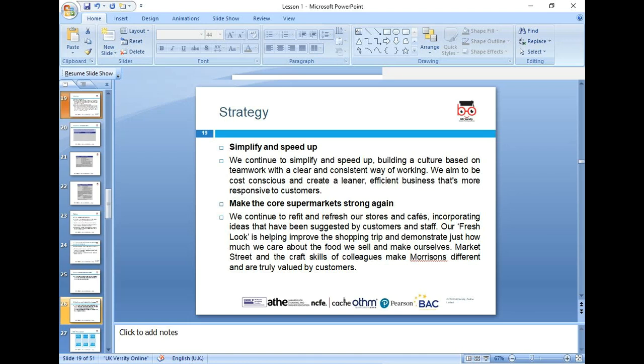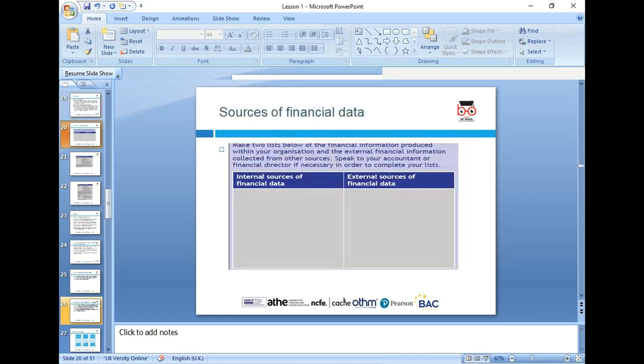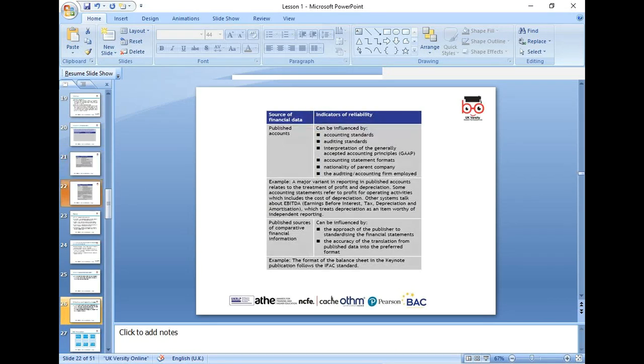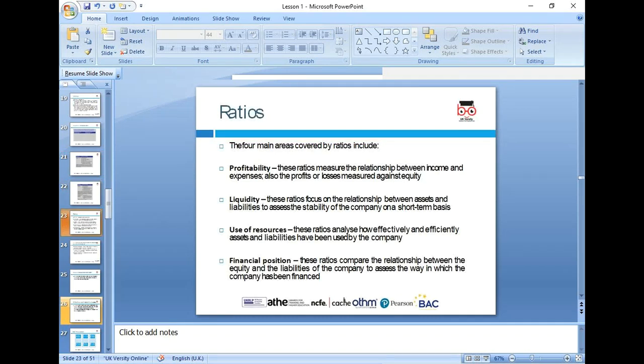And then when we make a decision, maybe we can again look around at internal and external data, and look at whether it is helping our strategy, or whether we can change our strategy. So data can be internal audit reports and financial system design, authority levels. If there is any complexity in the accounting system, we can reduce it. Published accounts, most of the time following standards, whatever the accounting standards are. And then we can calculate the ratios.